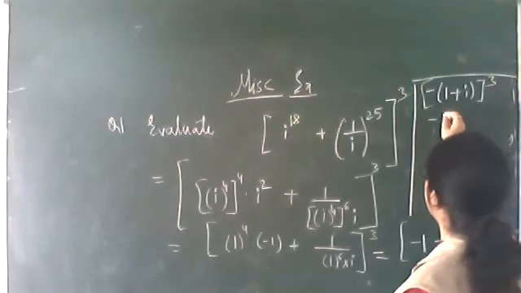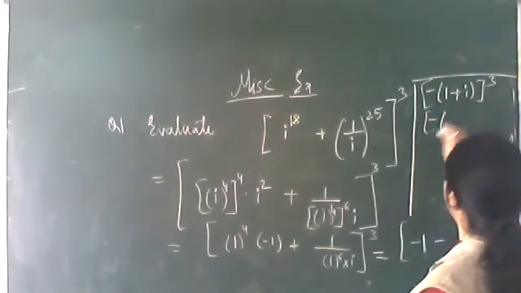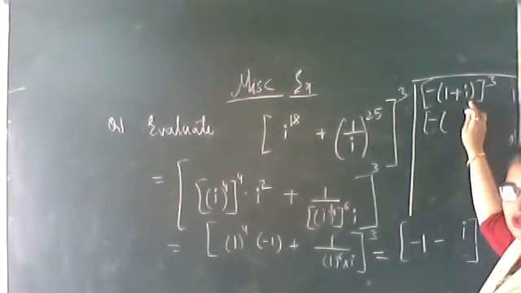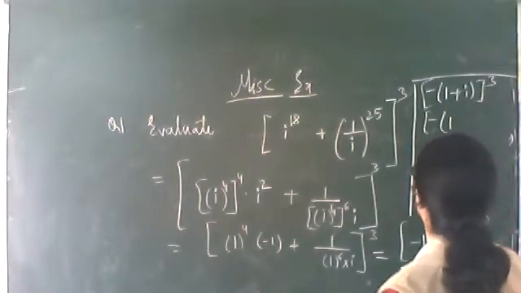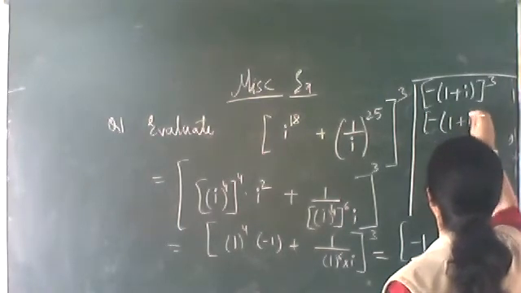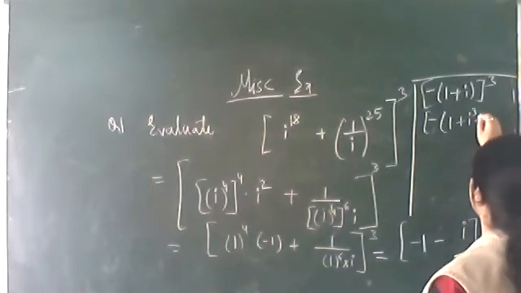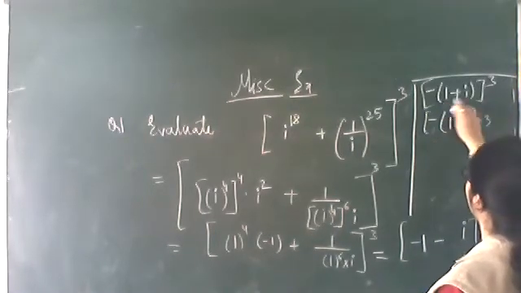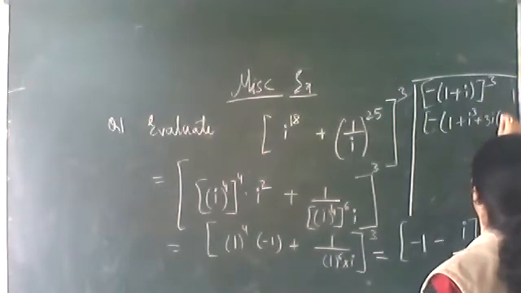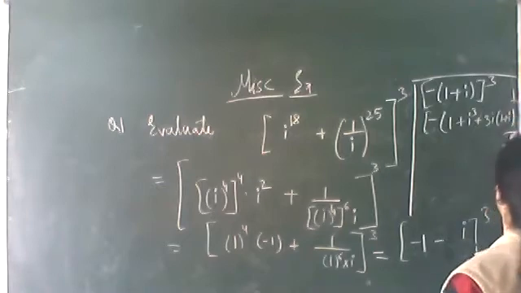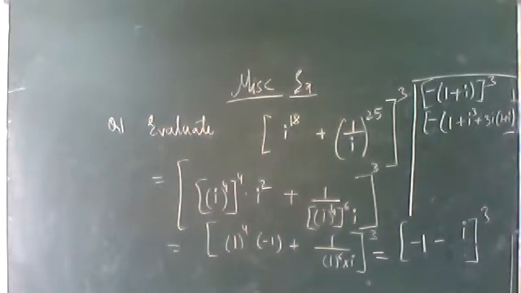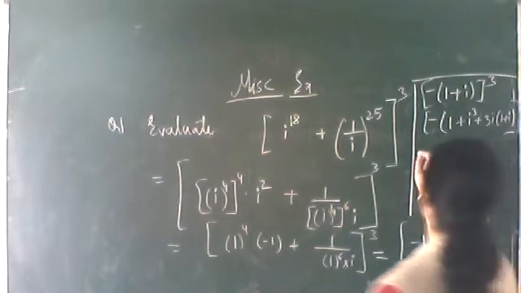Now keep minus as it is. Open the bracket: (a plus b) whole cube. What is it? a cube. 1 cube will be 1, plus iota cube. Clear? a cube plus b cube plus 3ab, 3 into 1 into iota is 3 iota, times (1 plus iota). Clear? Is that clear? Now it will be equal to what?